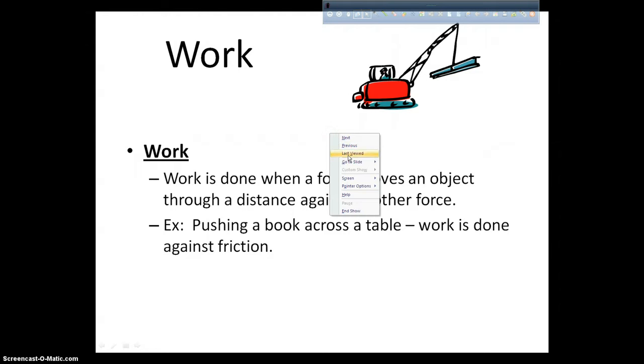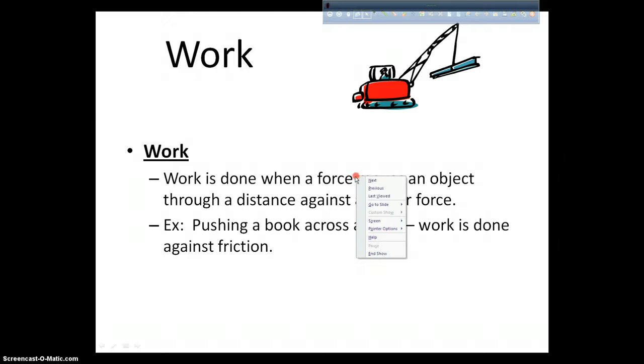Let me see if I can get this going. Let's see. Pen. Ooh, what happened? There we go.